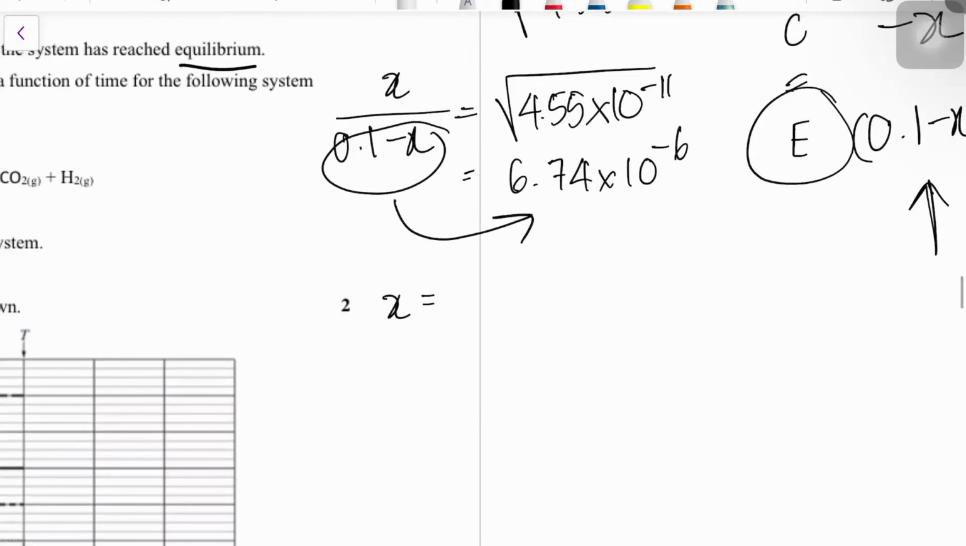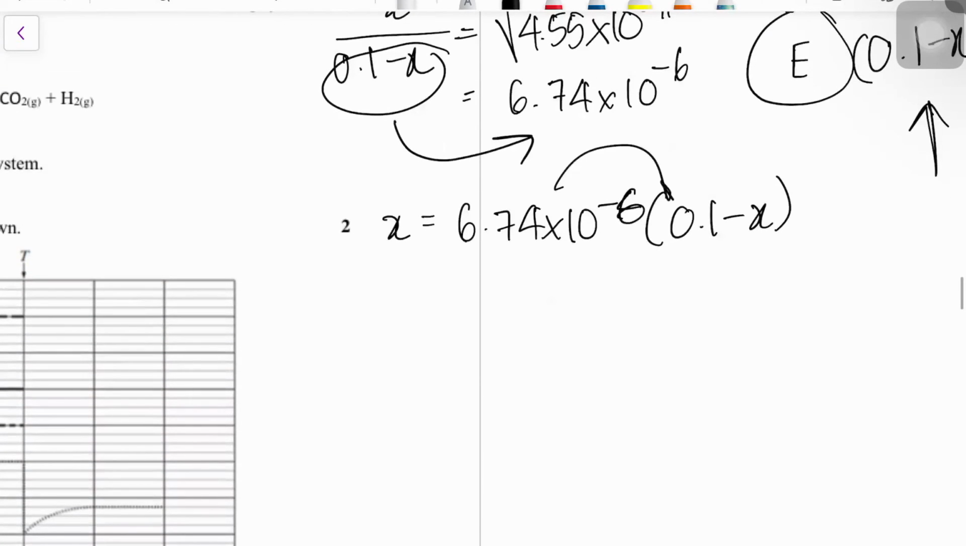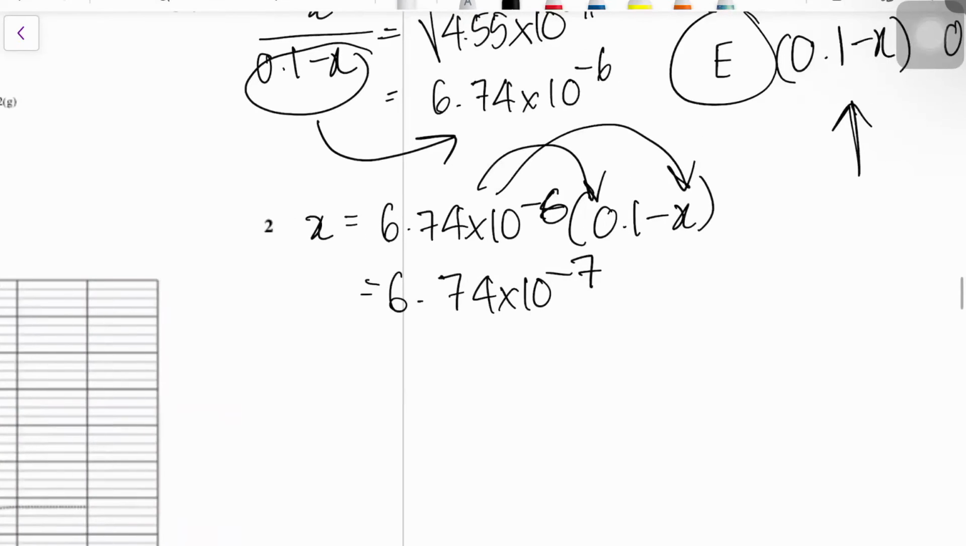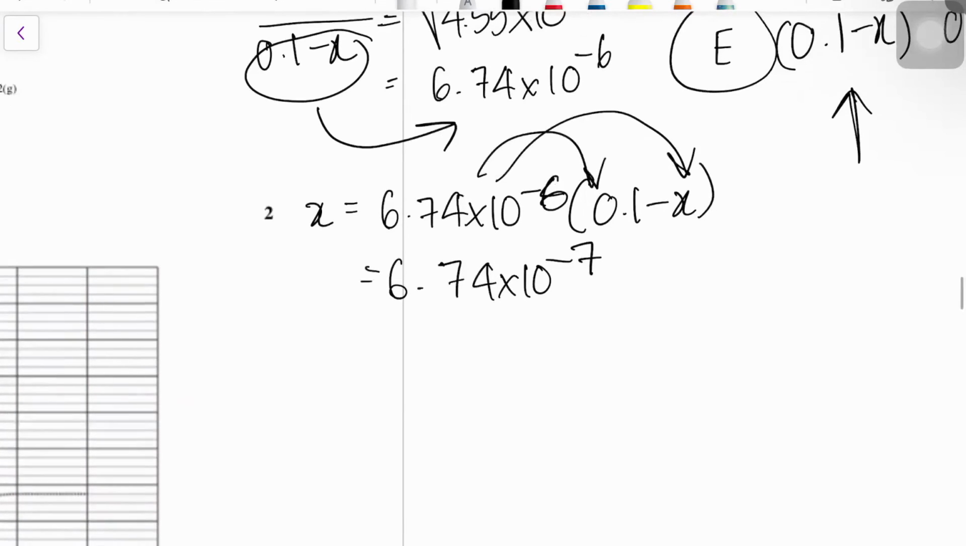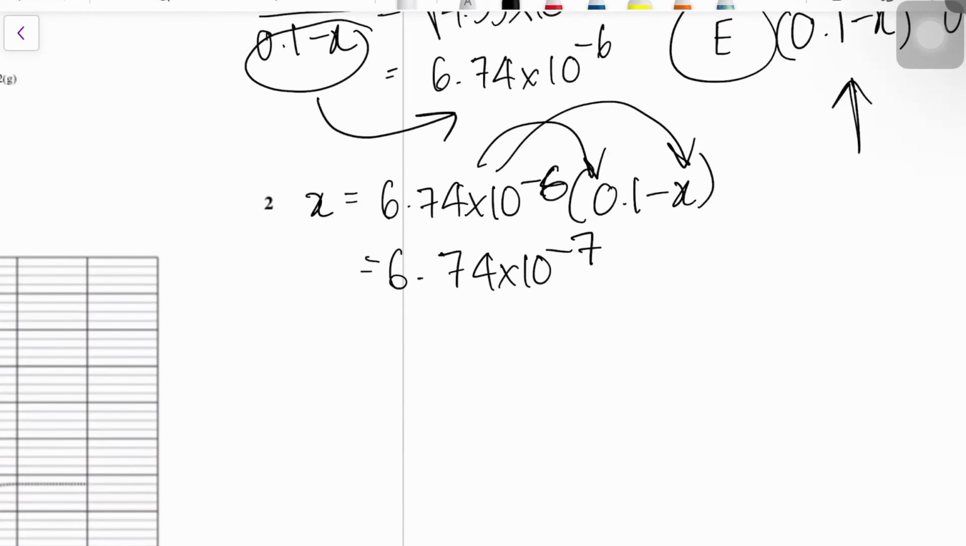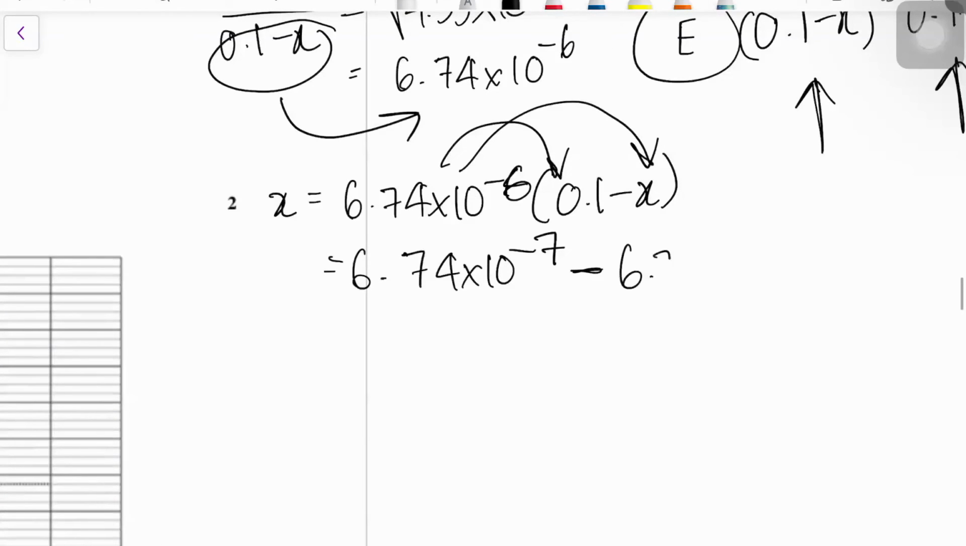So that gives me x is equal to 6.74 by 10 to the minus 6 times 0.1 minus x. When I expand this bracket out, I get 6.74 times 10 to the minus 7 because I multiplied it by 0.1. Since it's multiplied by 0.1, it becomes 10 to the minus 7 instead of 10 to the minus 6. And then the other thing I have is my number multiplied by my x, so that becomes minus 6.74 by 10 to the minus 6 x.